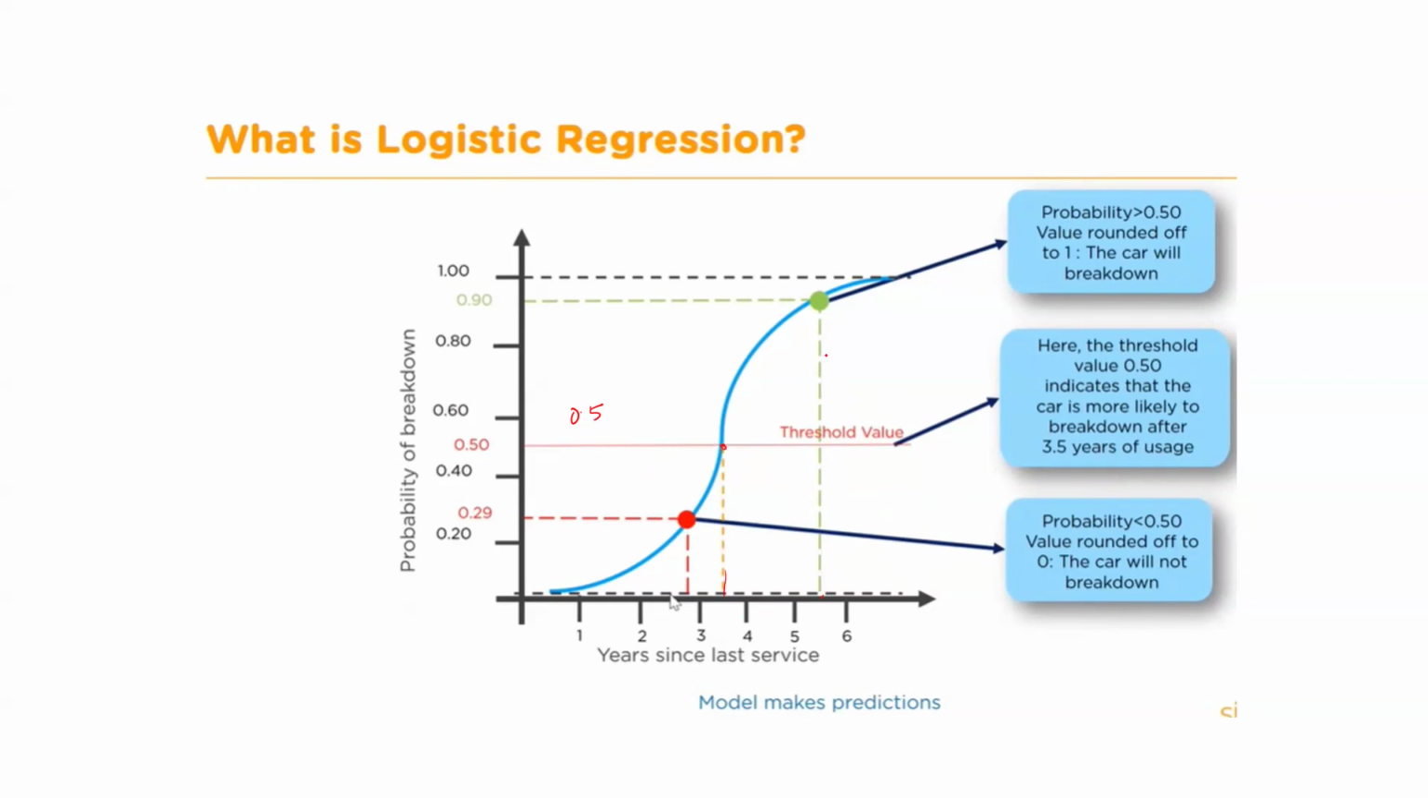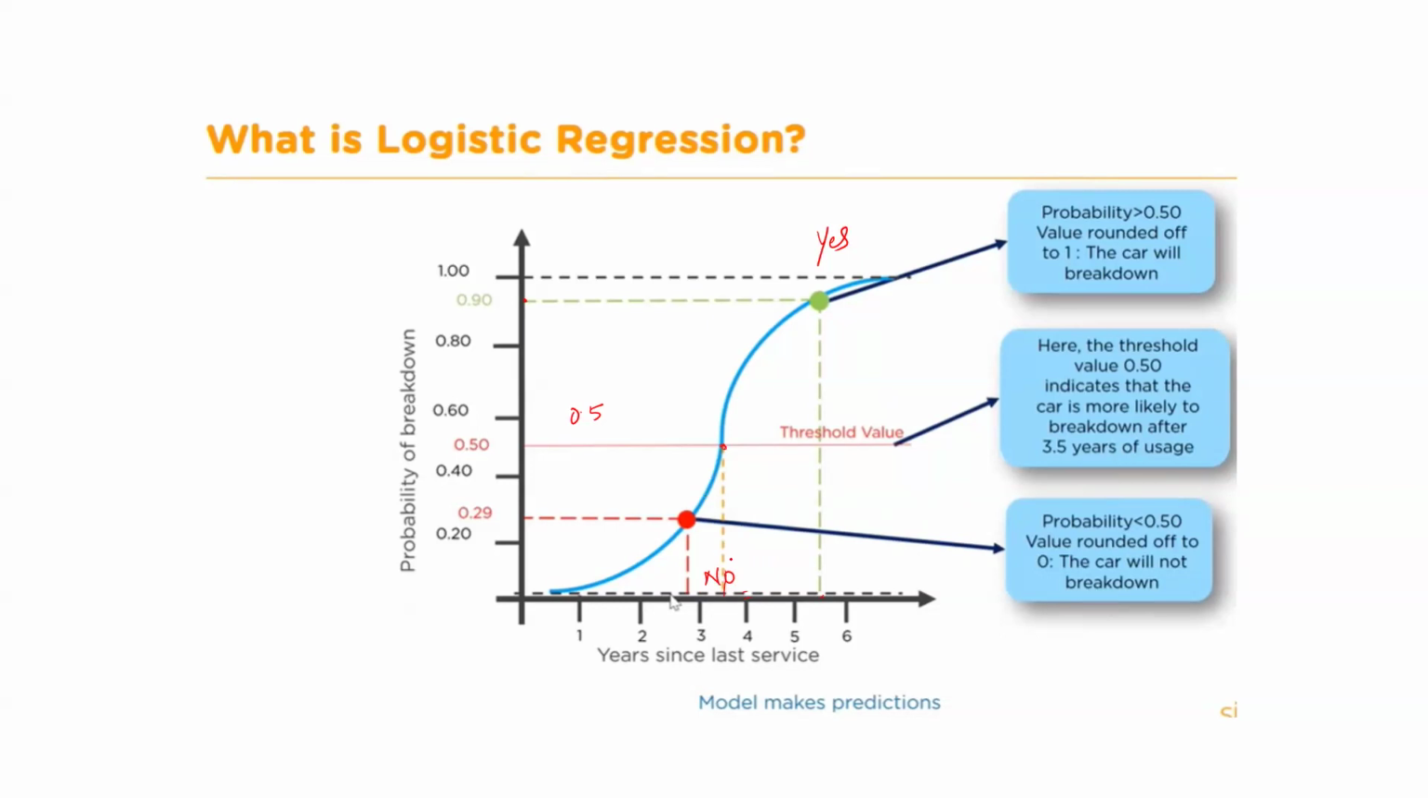And after 5.5 years, the probability value you have got is 0.90. It is greater than 0.50 and almost equal to 1. Then definitely the car will break down, so you are going to give the answer yes. So here yes, here no. That is the outcome of a logistic regression. That is a discrete outcome. The class label will give you either yes or no.